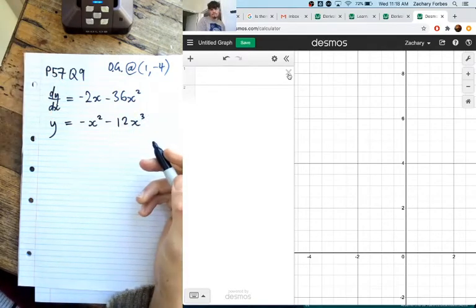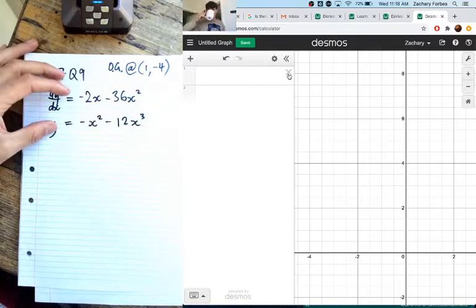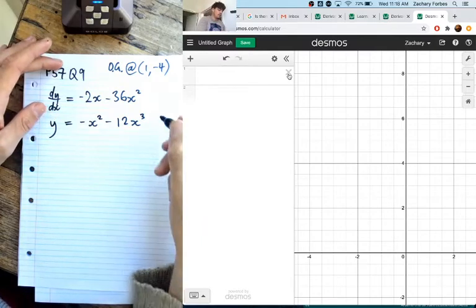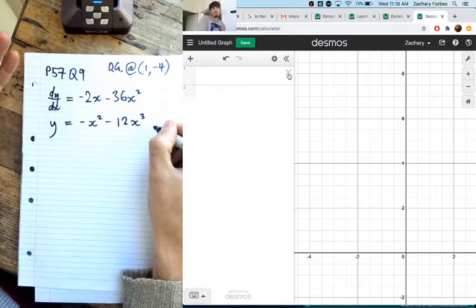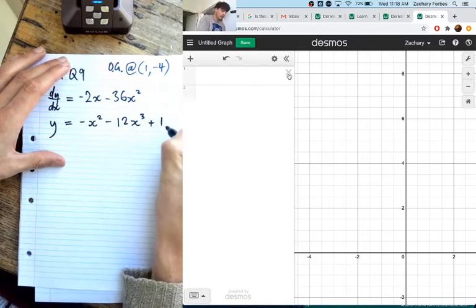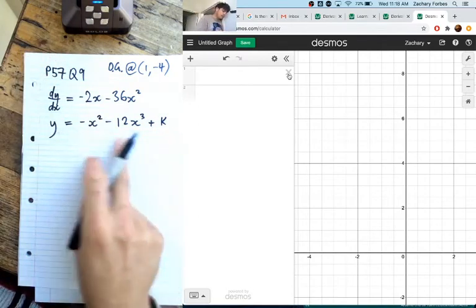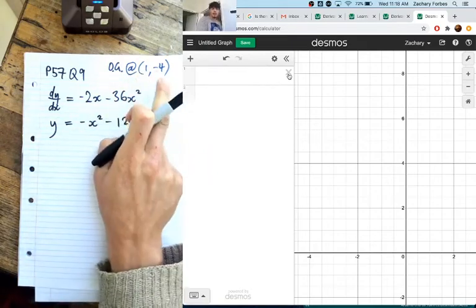Are we done? No, what do we forget? We need our constant of integration. Now, I like to change the letter every now and then. If you've already used C in a question and you need to have a new constant of integration, why not use K? K is a kind of cool way to spell constant, who knows? All right, okay, cool. And we know that it passes through 1 and -4.